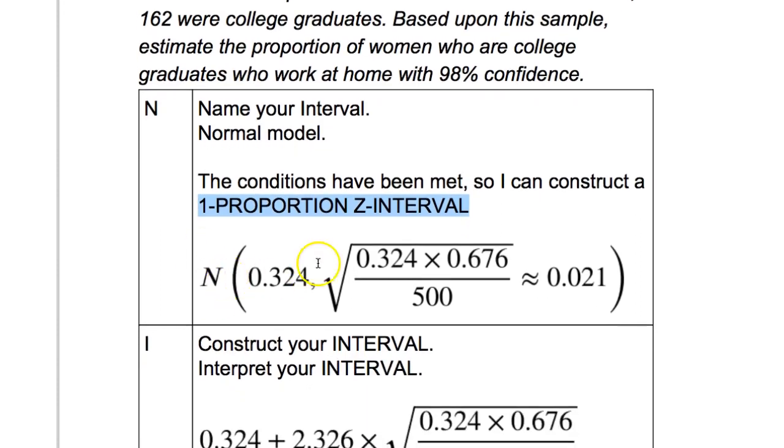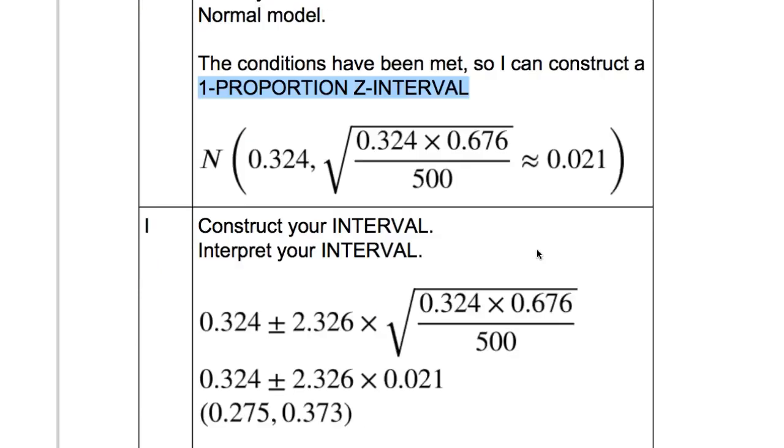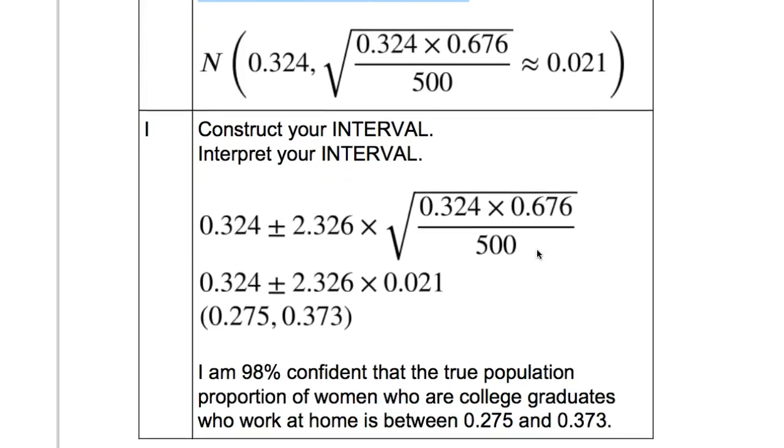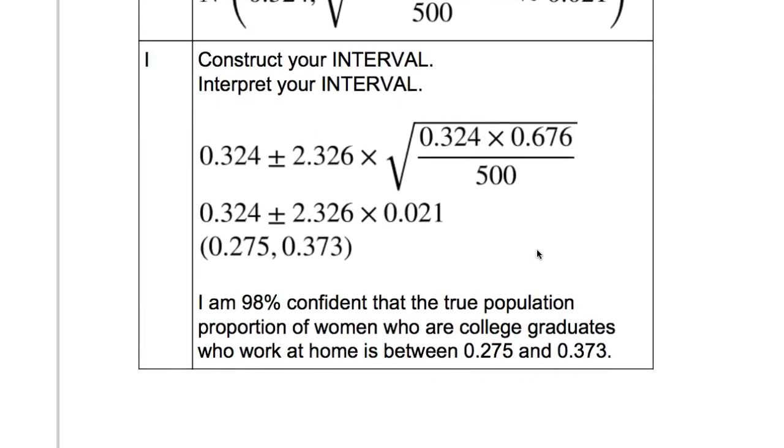And then the normal model I'm using, we've been doing this for a while now. My normal model has a mean of 0.324 and a standard error of 0.021. So P stands for identify your parameter. A stands for your assumptions and conditions. N stands for name your interval and your normal model. The I stands for construct your interval, interpret your interval. So we've been building confidence intervals for a long time now.